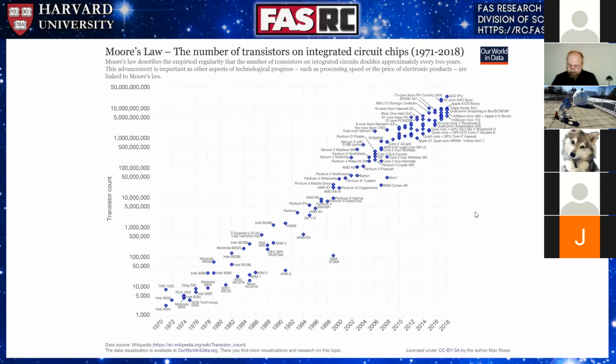So let's start with the justification. Why do we need to do this? Why do we care about code optimization? The reason we care about code optimization is Moore's Law. Moore's Law is probably the most convenient way of thinking about why optimization is important.